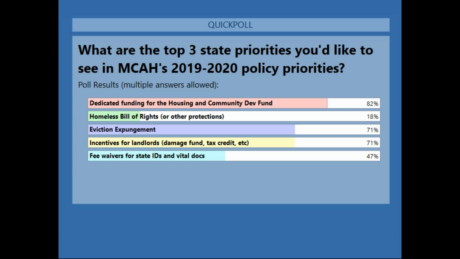So, in no particular order, dedicated funding for the Housing and Community Development Fund, 82% of folks responded, is by far the top priority. Good. The next 2 are eviction expungement at 71%, and incentives for landlords, which could include a damage fund or a tax credit, and take a lot of different shapes. That's also 71%. Then fee waivers for state IDs and vital docs, 47%. And last but not least is 18% with the Homeless Bill of Rights. Great. Thanks, guys. That's very helpful.